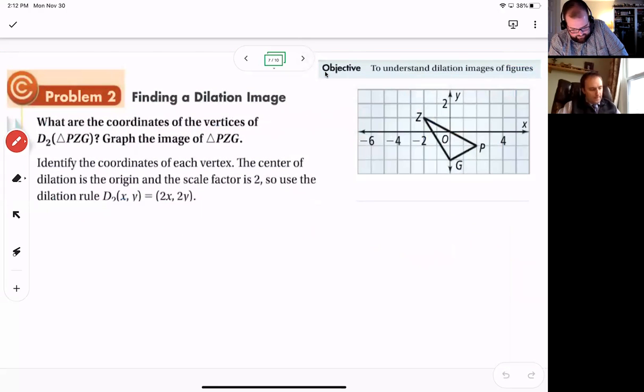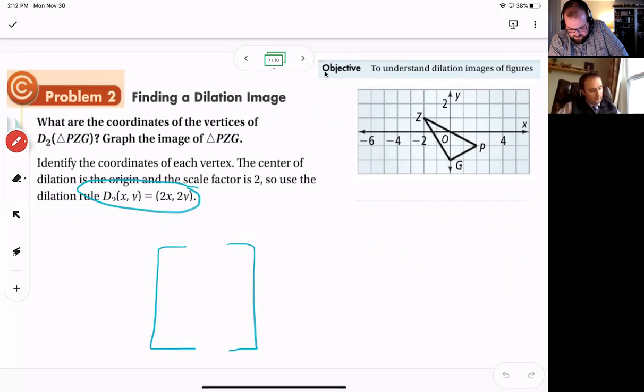All right. What are the coordinates? Identify the coordinates. Use that relation. Well, I mean, this is like a rule. Sounds good. Can I set up a matrix? Would that be fun? Sure. I'm trying to figure out this notation.